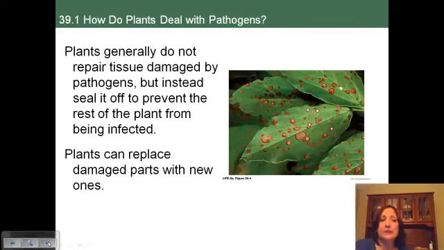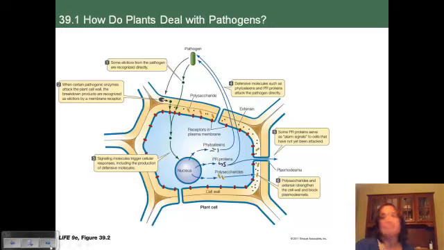One thing that's very different about plants than animals is that plants don't generally repair tissue that's damaged by pathogens. Instead, they seal it off so that the pathogen can't travel and infect other cells. Plants can do this because they can replace damaged parts with new ones. We can't do that, so we tend to have to repair tissues, where plants don't have to worry about that.